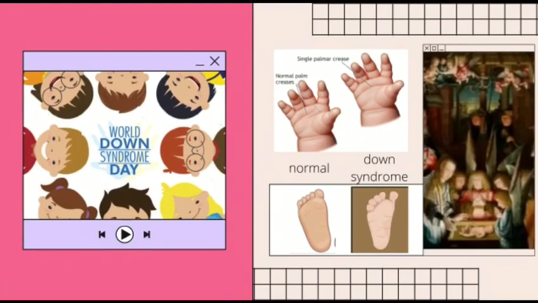As you can see here, the difference between normal and Down syndrome hand and feet. Down syndrome has a single palmar crease, while a normal person has two. And Down syndrome feet have a wide space between the first and second toes, while a normal person doesn't have that wide space.